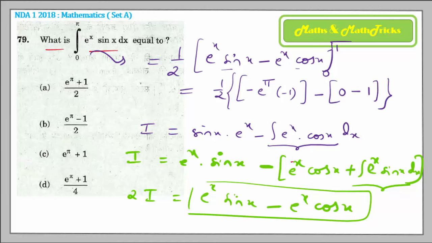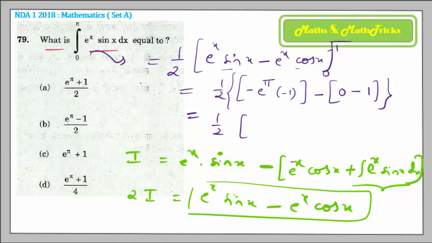So what do you get as the answer? Let us simplify. What answer do you get here? You will get this is equal to half, minus into minus plus e power pi, minus minus plus 1. So you are getting basically (e power pi plus 1) upon 2, and that is provided in option number A. So option A is your right choice in this question.